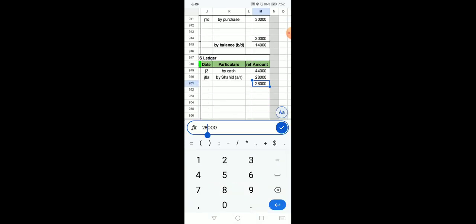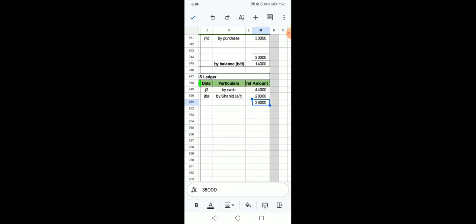So it was written 28,000, and thankfully it was picked up immediately. Otherwise it would have been very difficult to see where the mistake was made. It was a typographical mistake. It's a human error. It is possible, and very easy for anyone to make.